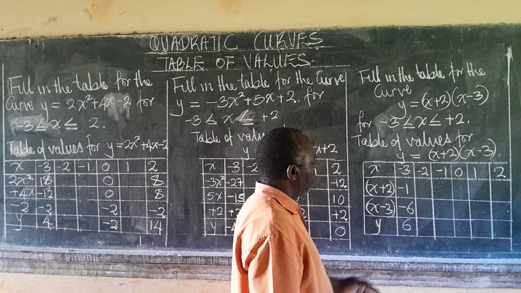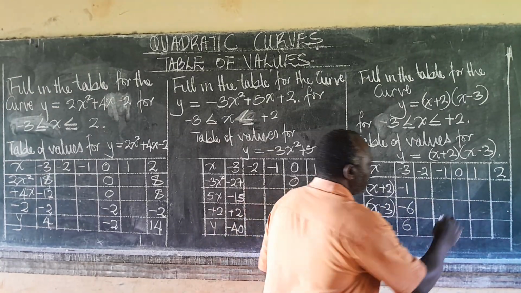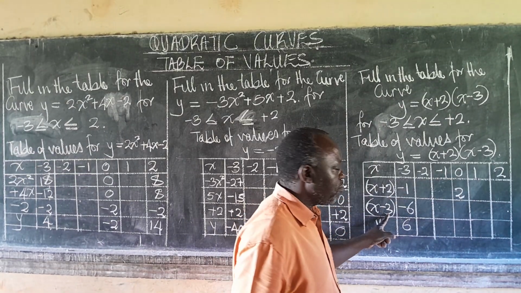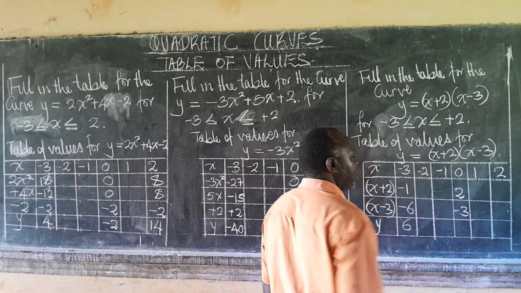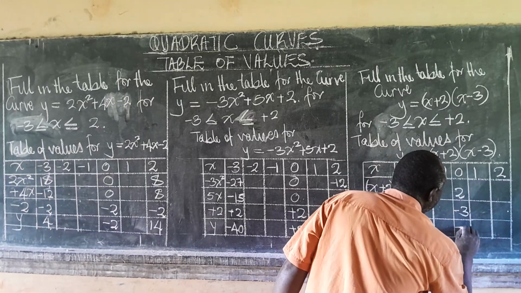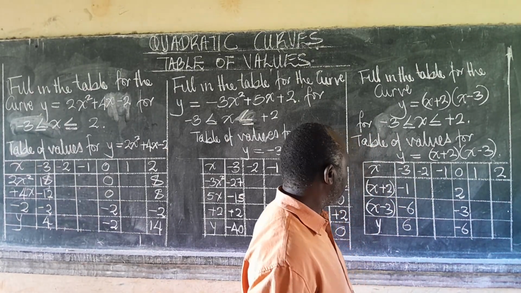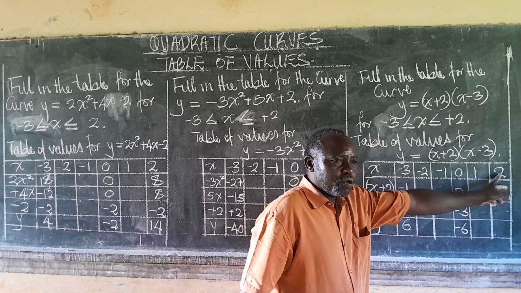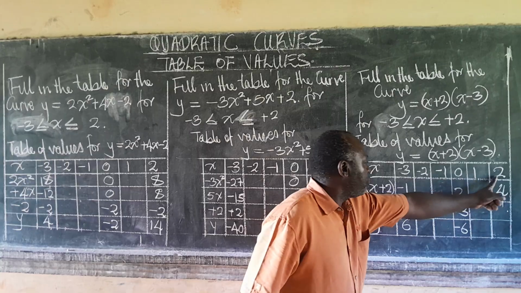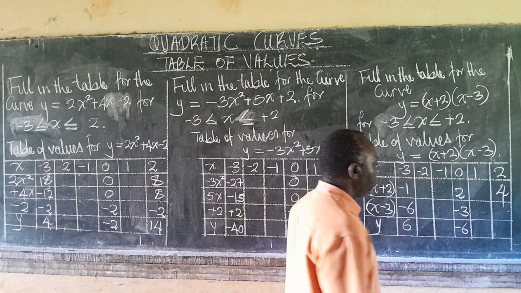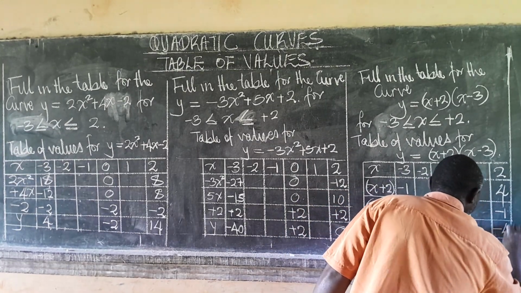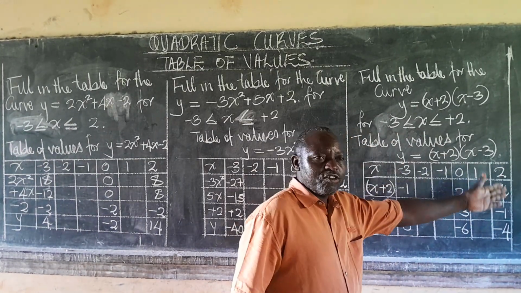Now, when it comes to 0, here we are going to have 0 plus 2, we get 2. And 0 minus 3, we get negative 3. And here we don't add, we are multiplying. So we are having negative 6. Then when it comes to this one, it's going to be 2 plus 2, we get 4. Then 2 minus 3, we get negative 1. When we multiply, we are getting negative 4. This is how we get the values of such a table.